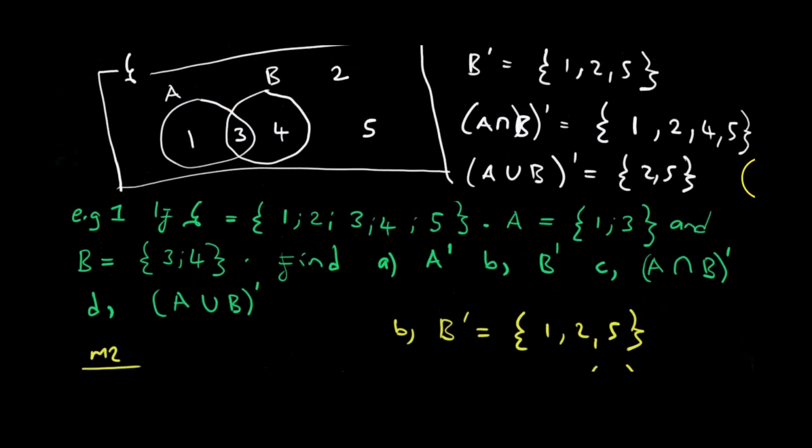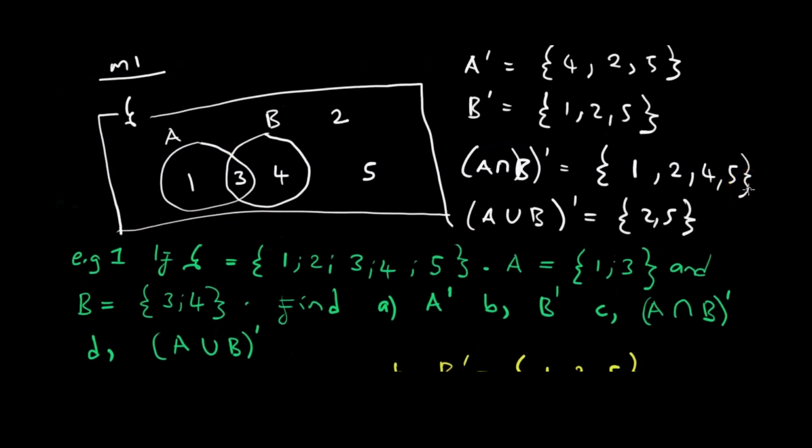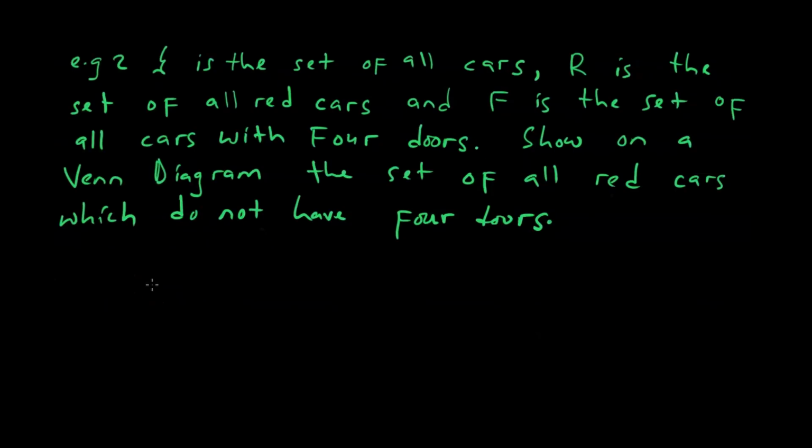Saka this is the simpler version of complements, and believe you me kuti there are more complicated versions like this one, and I hope in our examples we are going to encounter 1 or 2 of such. So tiri panapa manje, let us go to example number 2. Example 2 iri kuti the universal set is the set of all cars, R is the set of all red cars, and F is the set of all cars with 4 doors.